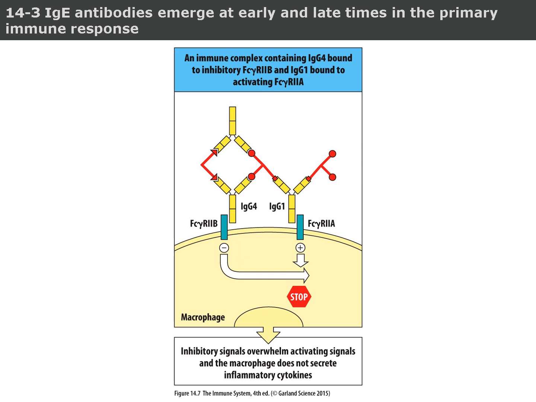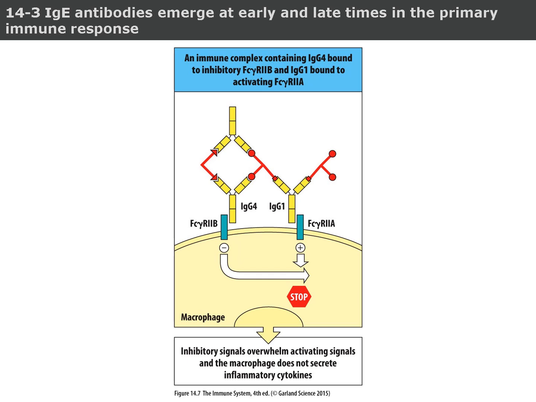The binding of immunoglobulin G1 to Fc-gamma receptor IIA sends an activating signal into the macrophage, promoting inflammatory responses. However, when immunoglobulin G4 binds to Fc-gamma receptor IIB, it sends a strong inhibitory signal that counteracts the activating signal. In this context, the inhibitory signals from Fc-gamma receptor IIB are stronger than the activating signals from Fc-gamma receptor IIA. As a result, the macrophage does not become fully activated and does not secrete inflammatory cytokines.